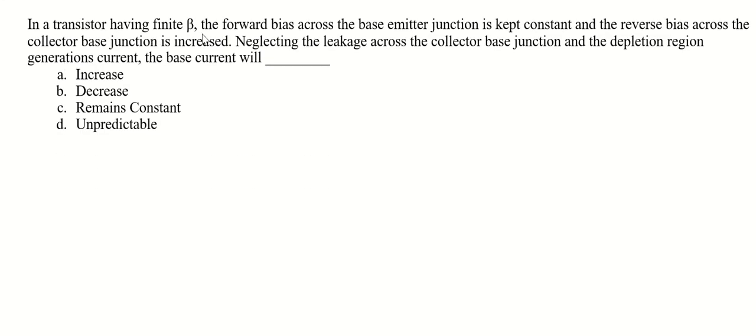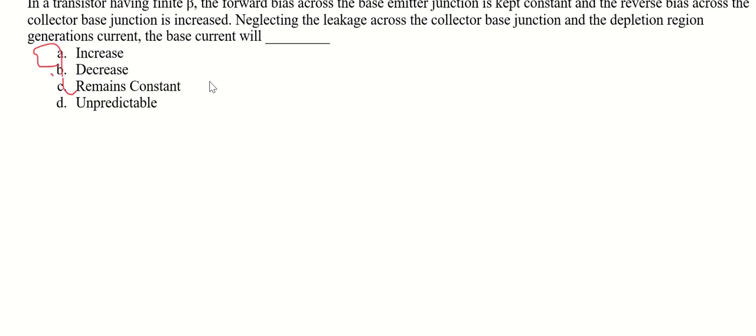In a transistor having finite beta, the forward bias across the base emitter junction is kept constant and the reverse bias across the collector base junction is increased. Neglecting the leakage across the collector base junction and the depletion region generation current, the base current will... decrease here. When the reverse bias increases, the effective base width decreases, so the recombination in the base decreases. So this will reduce the base current.